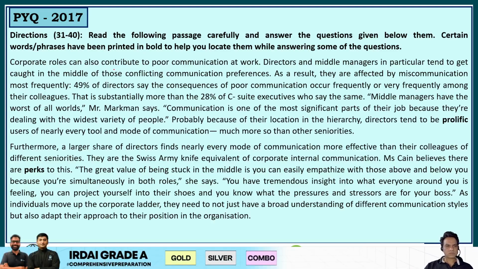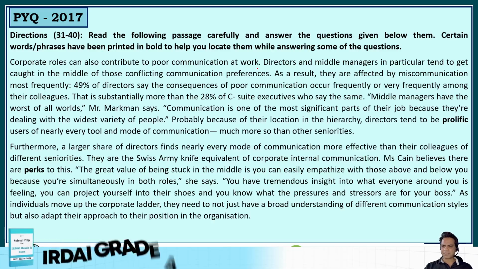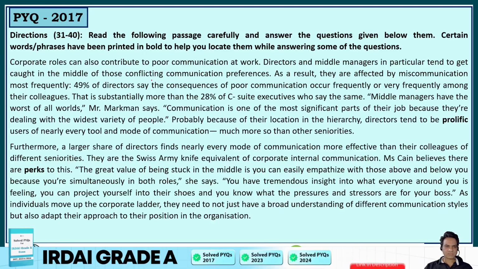Corporate roles can also contribute to poor communication at work. Directors and middle managers in particular tend to get caught in the middle of those conflicting communication preferences.